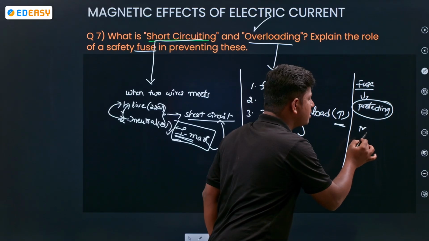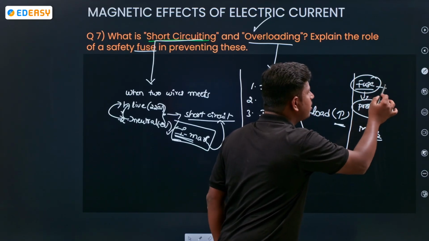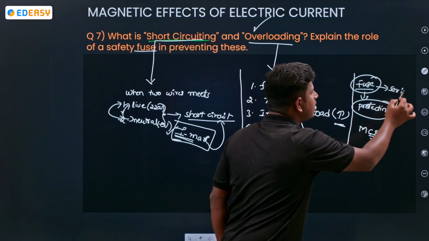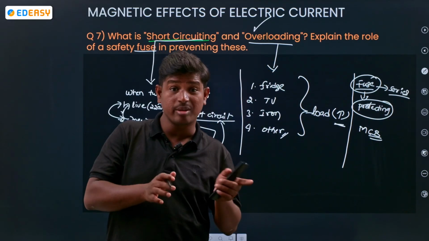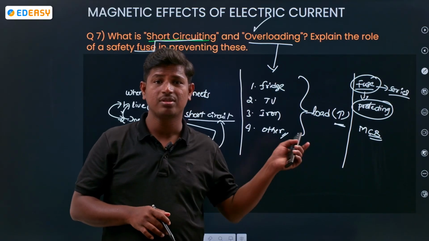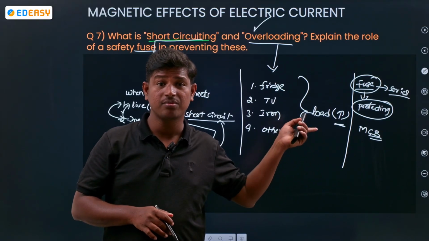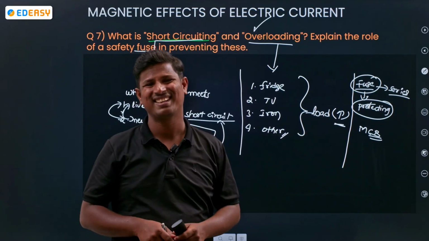Nowadays in place of fuse we use MCB. How is fuse connected? Fuse is always connected in series only. In the electricity chapter we discussed fuse and all. In place of fuse, now we are replacing it with MCB, miniature circuit breaker. Okay.